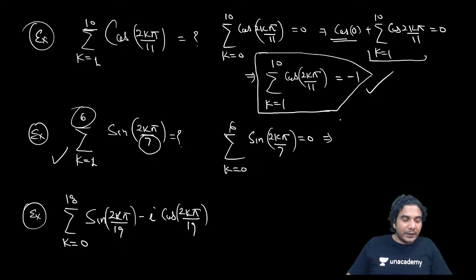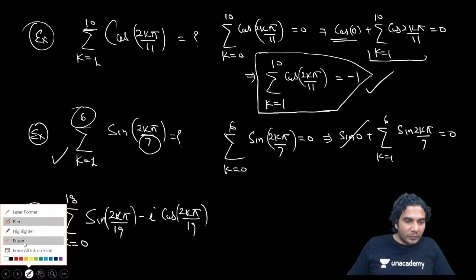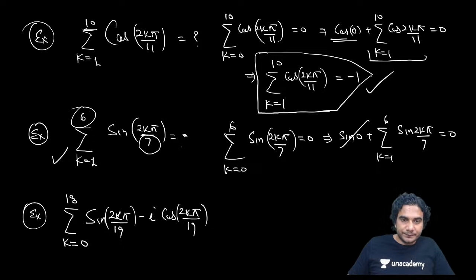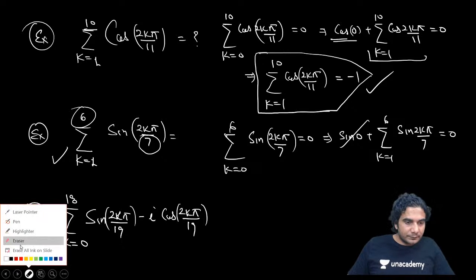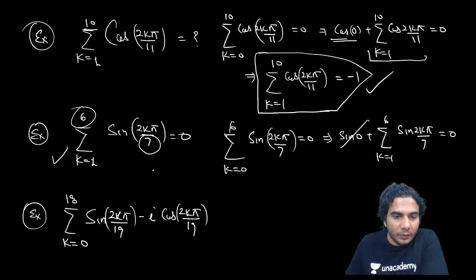What is that first value? Separate it like you separated in the previous question. So for k equal to 0, it will be sine 0. Separate it and write the remaining values in sigma: sine 2k pi divided by 7, k starts from 1 to 6. This is equal to 0, and sine 0 is basically 0 only. So that means nothing will change. It will remain 0. All right. So this value will come out to be 0. I hope it is clear.